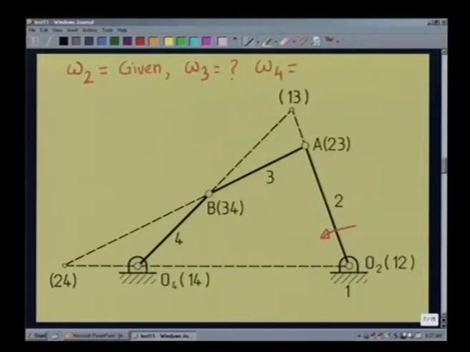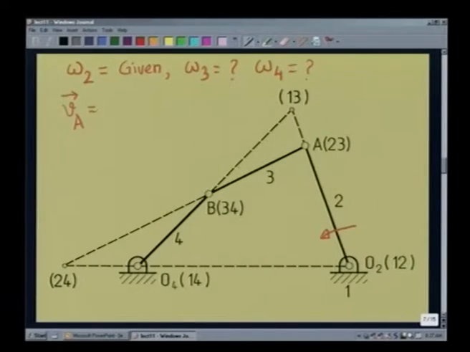Obviously, this will be true only for this particular configuration. To do that, we carry out the velocity analysis as follows. If omega 2 is given, then I can find the velocity of the point A, V A, which is omega 2 cross O2A.